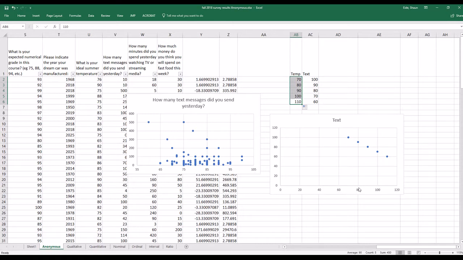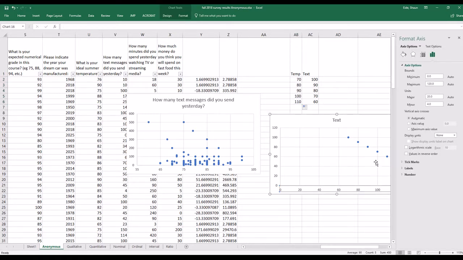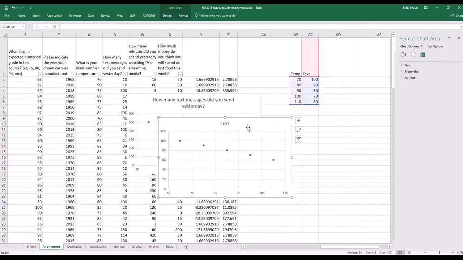So I'm going to zoom in on this a little bit more so you guys can see this. I'm going to make the minimum on the horizontal axis, let's make it 65, and it'll go to 115. Okay, and then I'll make the minimum on the vertical axis.